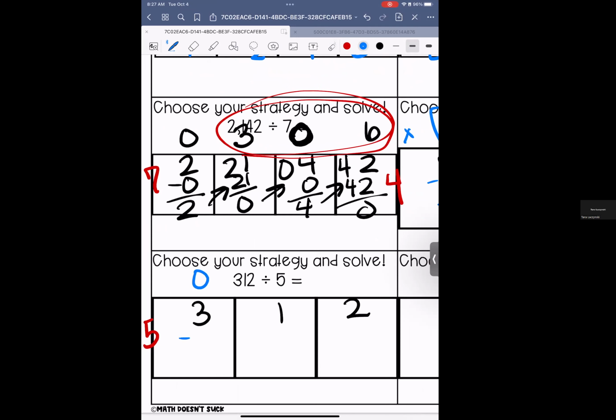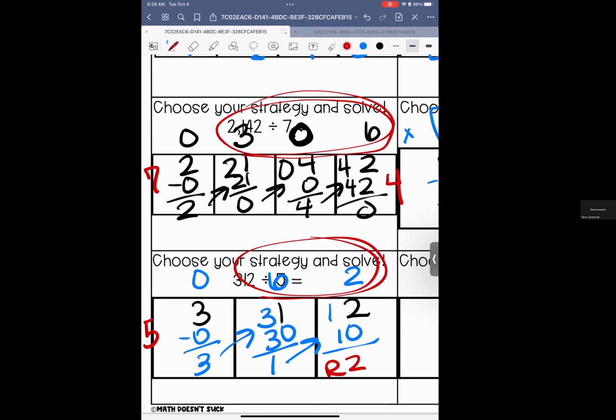This time we're dividing by 5, dividing into 312. 5 does not go into 3, but this doesn't scare us anymore. We know how to handle that. 5 goes into 31 6 times is the closest, which leaves us with 1. 5 goes into 12 2 times is the closest. We're going to have a remainder, but that's okay. We have a remainder of 2, and our answer is 62.